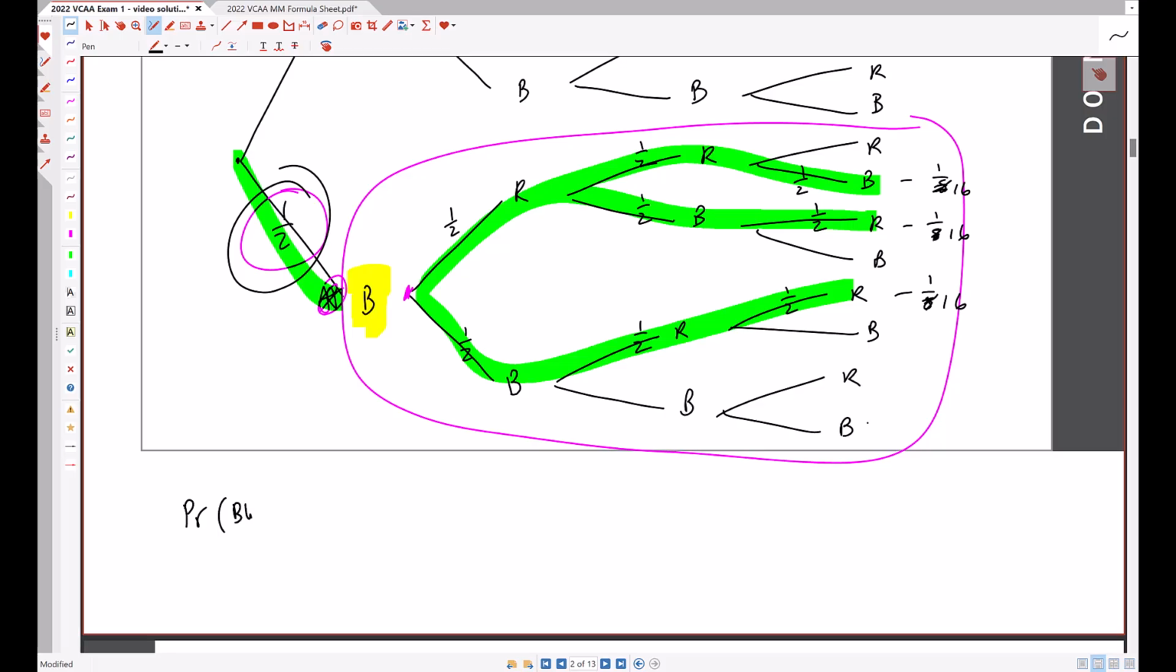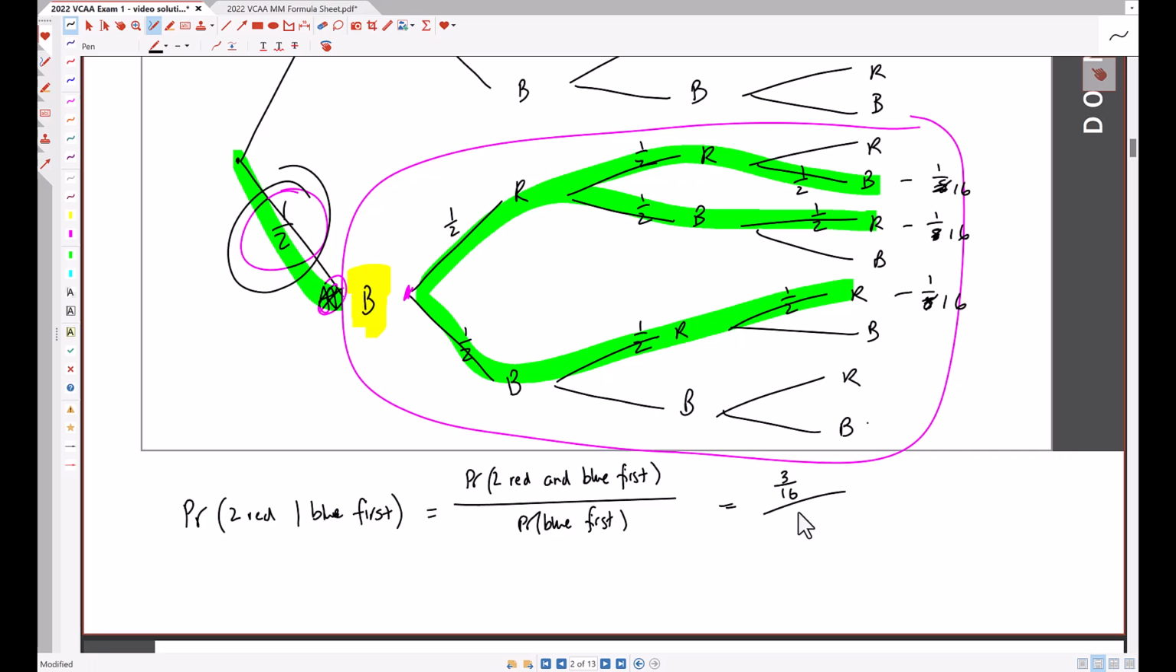So what I'm saying is, probability of blue first, sorry, other way around, probability of 2 red. This is a very loose description, because it's not just any 2 red, it's 2 red from the last 3. So probability of 2 red given blue first would technically be the probability of getting 2 reds and blue first, over the probability of blue first. So that numerator probability would have been 3/16 over 1/2, which means 3/16 times 2, which means 3/8. So you actually just don't even need to factor that thing in.